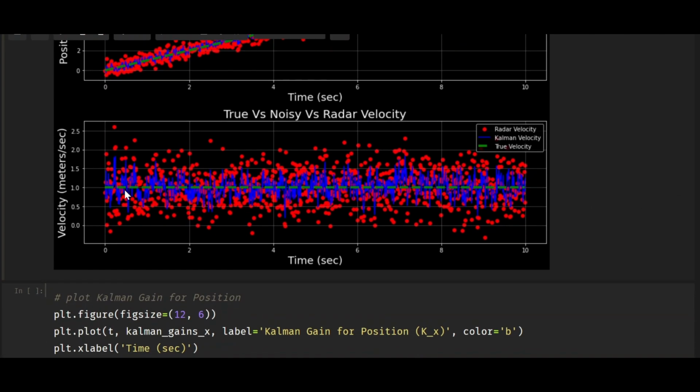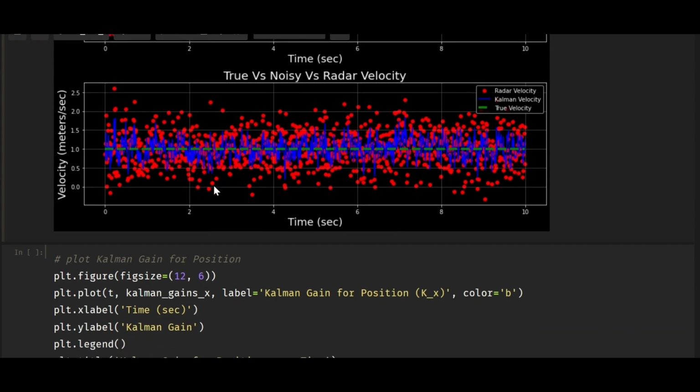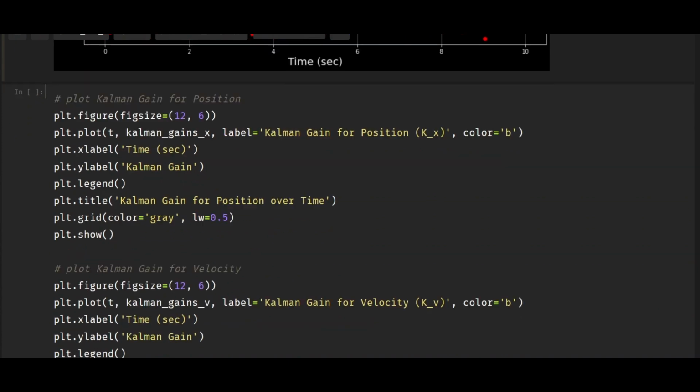Similarly, when we see the velocity, this green line is the true velocity of the car. As you can see, in spite of having very corrupt radar measurements of the velocity, this blue line is the output of the Kalman filter, which is trying to track this constant velocity, and the blue fluctuations are much lesser in comparison to the radar measurements. So the Kalman filter is doing its job as intended.